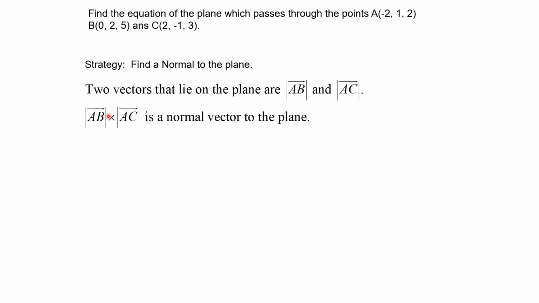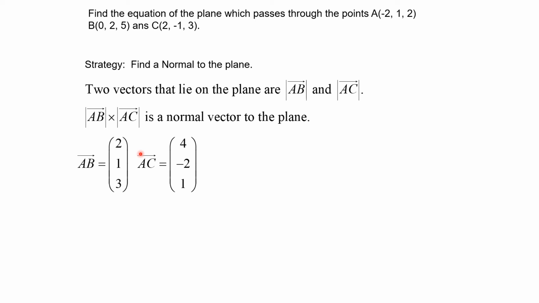The first step is to take two vectors that lie on the plane, for example AB and AC. AB cross product with AC has to be a normal to the plane. This is by theory. So you find vector AB by point B minus point A, and then you get 2, 1, 3. And vector AC is simply C minus A, so 2 minus -2 and so on. And you get AB and AC respectively.